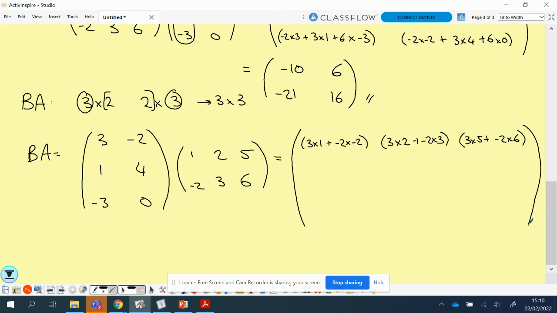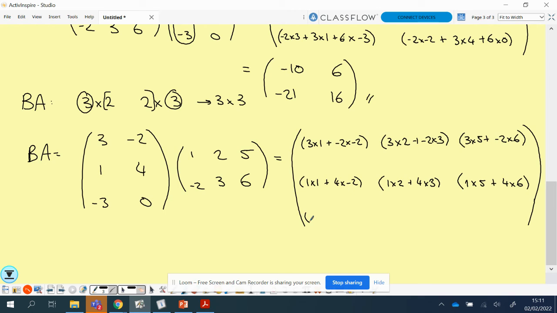Okay. If I then go to my second one, so it's going to be 1 times 1. Go a bit faster here now, hopefully. 4 times negative 2. Then it's going to be 1 times 2 plus 4 lots of 3, 4 times 3. And then it's going to be 1 times 5 plus 4 lots of 6, 4 times 6. So that's what I get there.